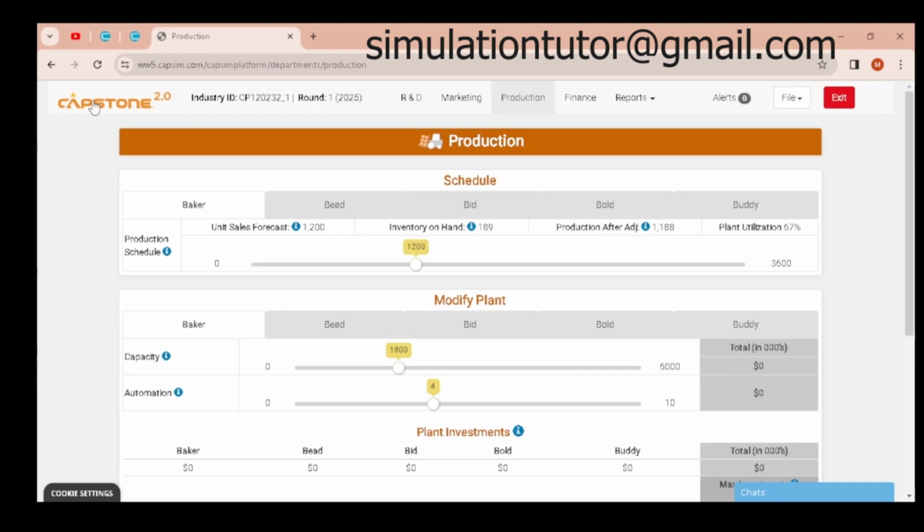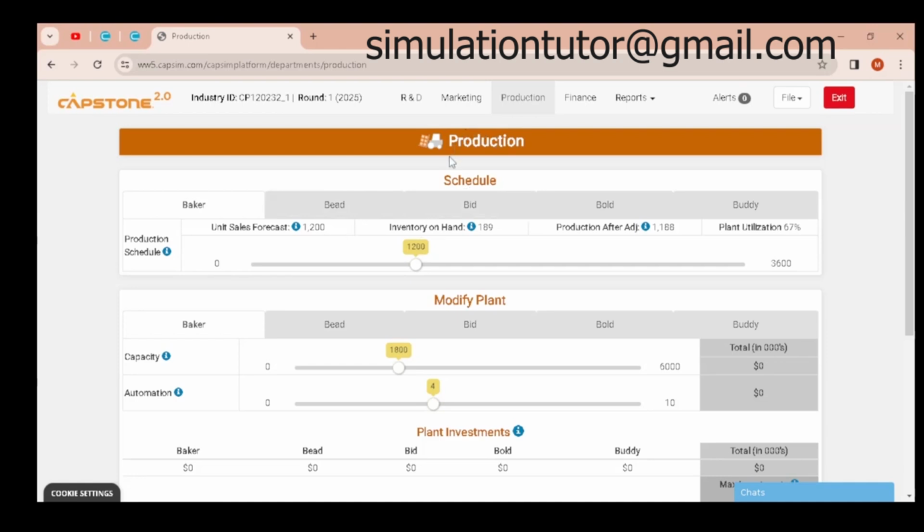Thank you. So, first things first, today we are going to talk about production mainly. And production plays a very important role in the simulation. This is because after forecasting the number of products we are going to sell, we move to production, whereby we produce in relation to the demand, or in relation to the forecast that you have made under marketing.